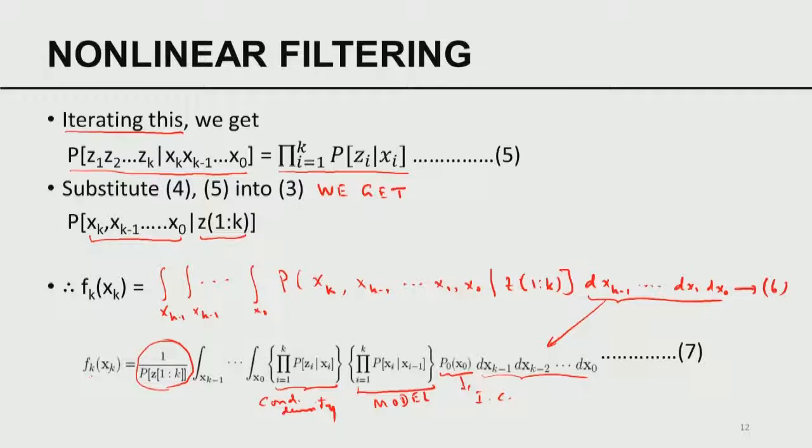So the filter density. What is the filter density? The density of the state at time k given all the observations is equal to 1 over the probability of observing all the observations times the integral, the k-fold integral along the path from 0 to k minus 1. And the integrand is the product of the initial density, the model one step transition probability, and the conditional density of the observation given the state. So nothing could be more beautiful than this. We know the conditional density, we know the state transition distribution, we also know the initial conditions. What is the only thing we need to do? We need to have it all, multiply them, and that gives you an expression for the filter density.